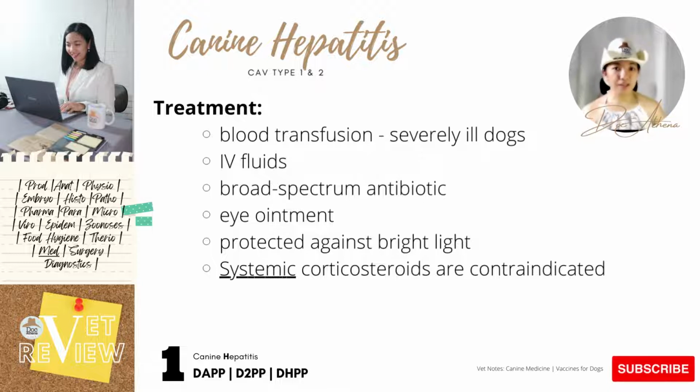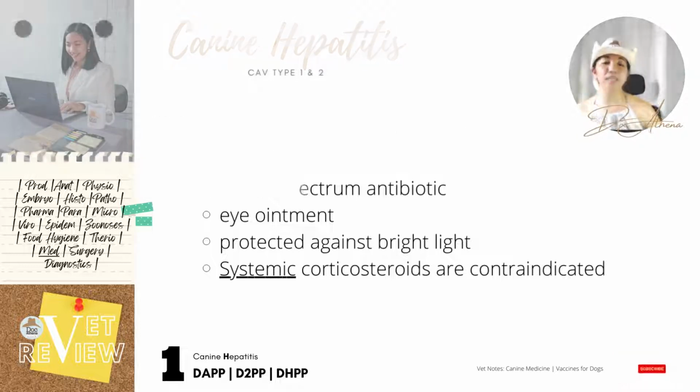All right, aside from that, of course, we have to address the infection. So if there's secondary bacterial infection, antibiotics might also be used. We mentioned also about corneal edema. So the use of topical treatments such as eye ointment might also be included in the treatment regimen. This is to address the painful spasm in the eye. And in this case, corticosteroids are contraindicated.